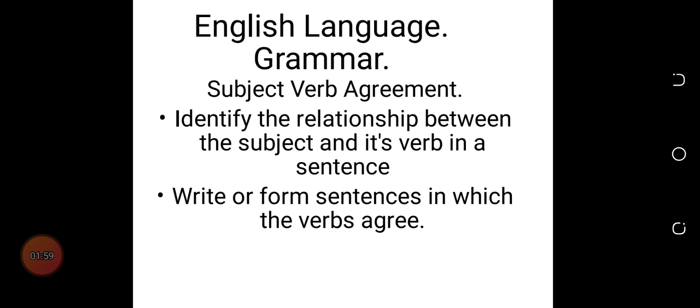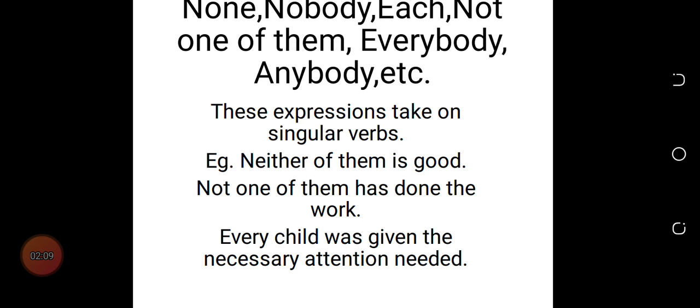Let us look at some subjects or sentences, indefinite subjects, and see how we can use them. So for our lesson, we're going to look at the use of none, nobody, each, not one of them, everybody, anybody.